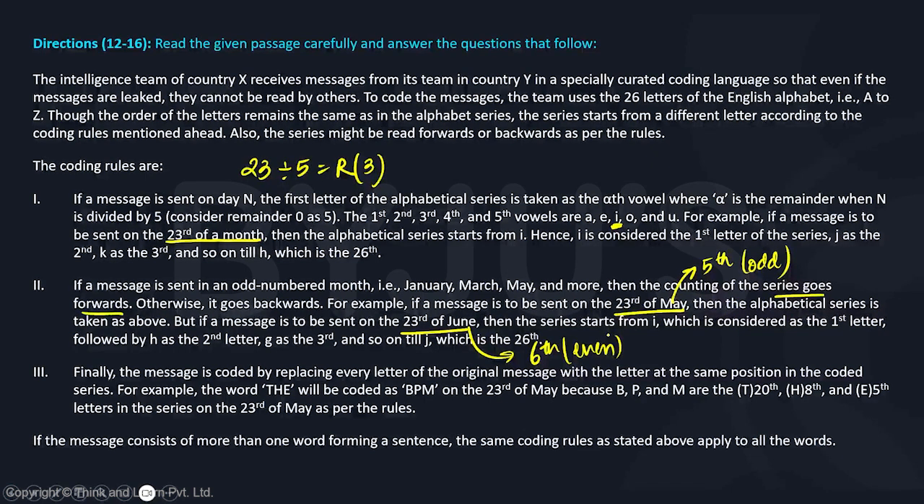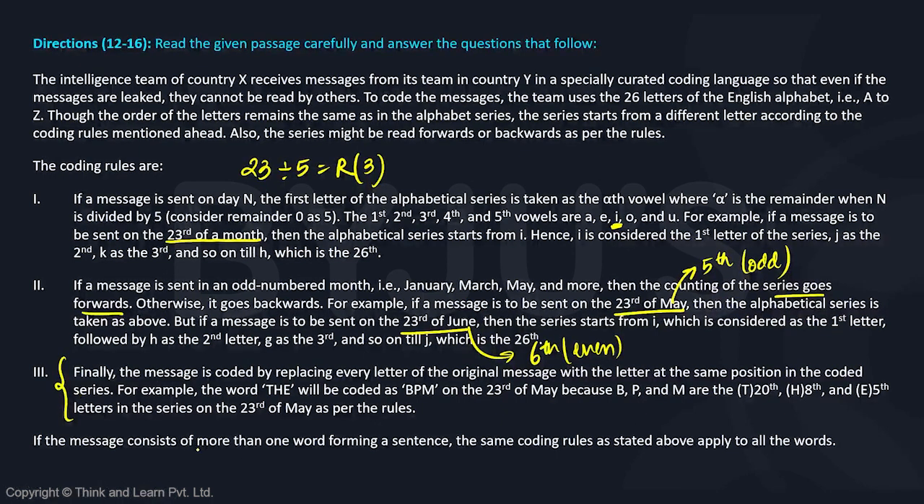Third rule is, finally, the message is coded by replacing every letter of the original message with the letter at the same position in the coded series. For example, the word THE will be coded as BPM on the 23rd of May because B, P, M are the 20th, 8th, and 5th letters in the series of the 23rd of May as per the rules. Okay, so just given an example.